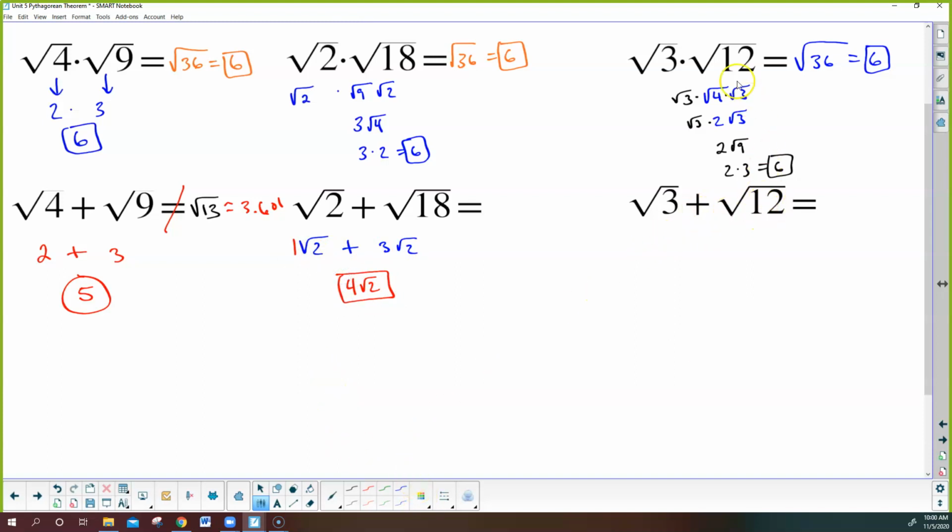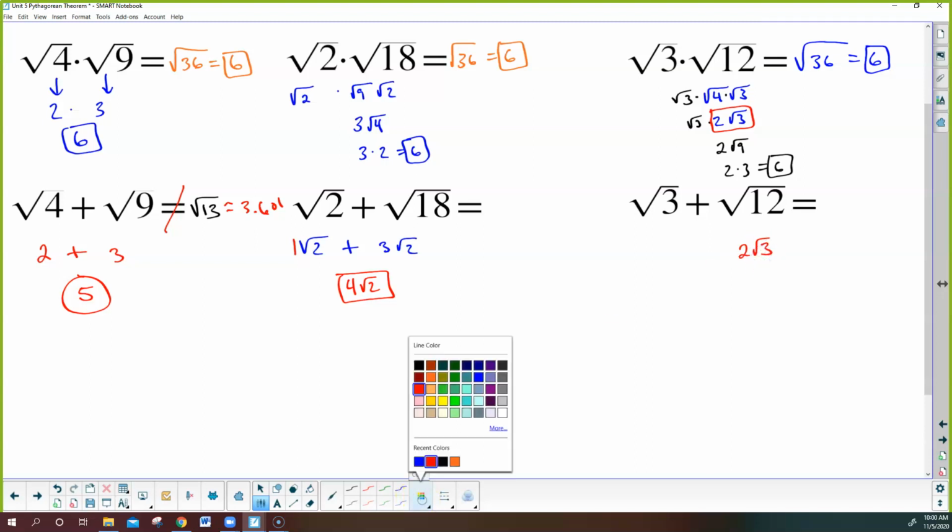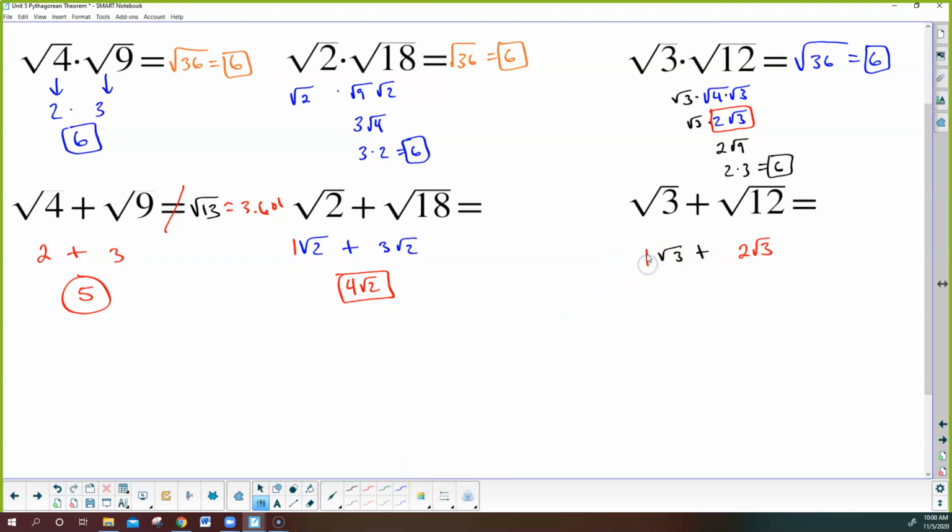Okay, and then same thing here. We know what the square root of 12 is. The square root of 12 turned into 2 square roots of 3 from above. So here I have 2 square roots of 3, and I'm adding it. You can always put a 1 in front. So here I have 1 square root of 3, and I'm adding it to 2 square roots of 3. So now I have 3 square roots of 3.